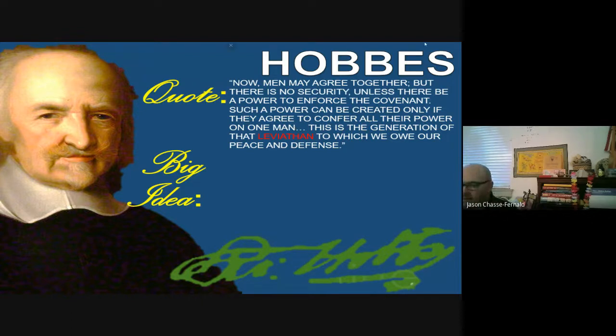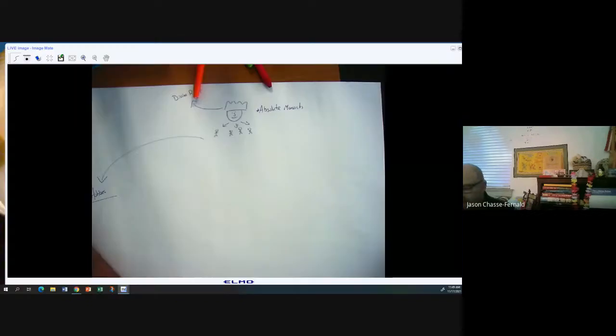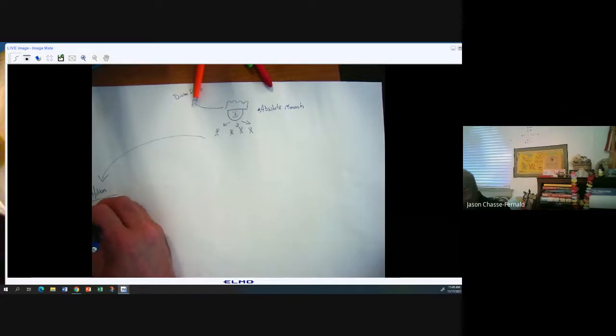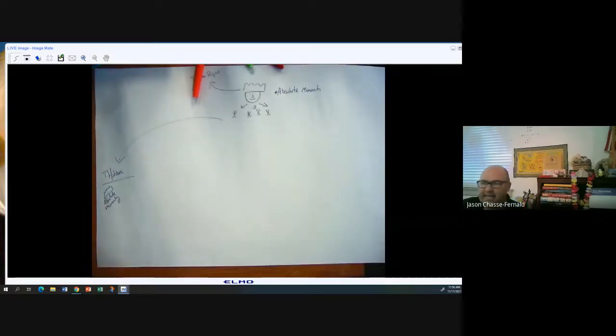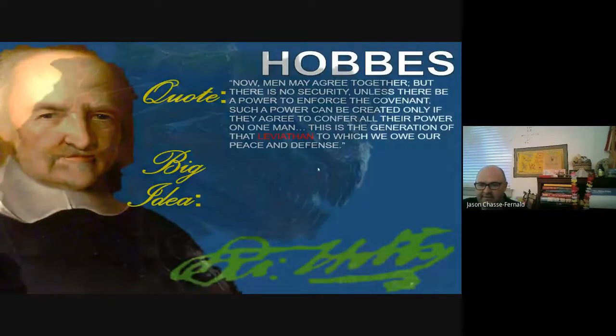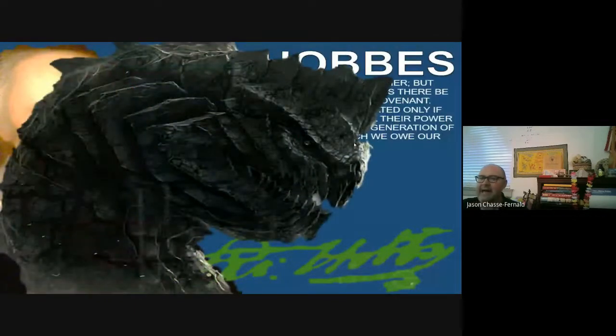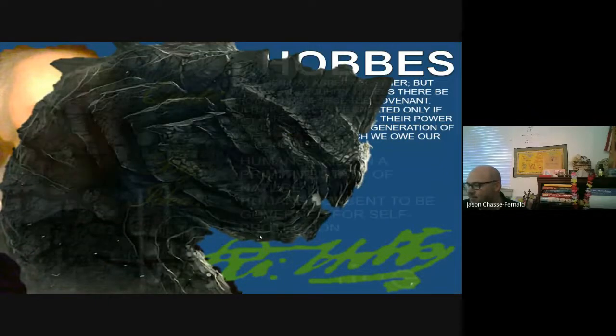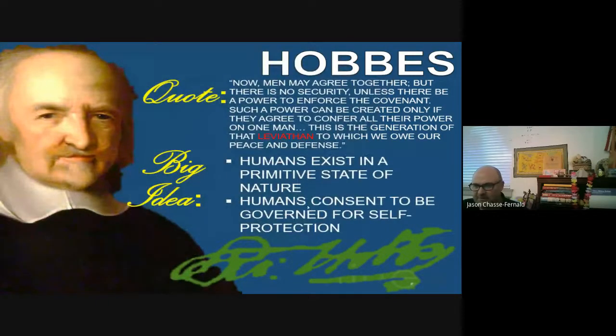Look at what Hobbes is actually advocating for here. Hobbes is advocating for monarchy, for absolute monarchy. And why is he advocating for absolute monarchy? He's calling for a Leviathan, which is a biblical reference. He believes that humans exist in a primitive state of nature. So what does that mean?